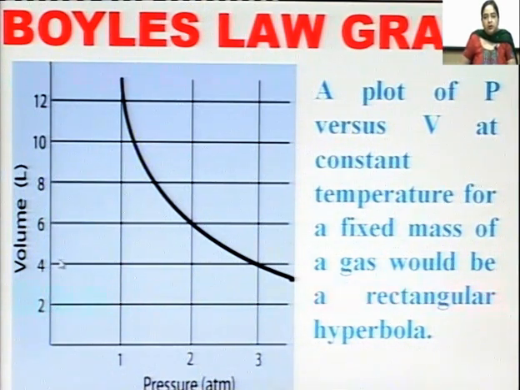A plot of P versus V, pressure versus volume, at constant temperature for a fixed mass of gas would be a rectangular hyperbola.